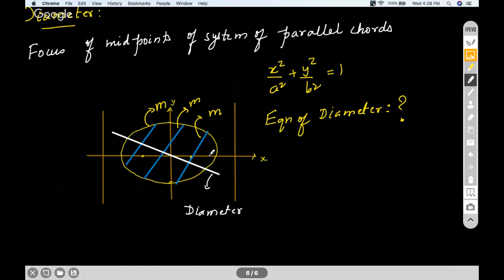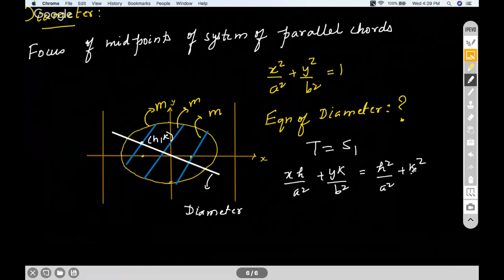All right, so let's see this case. Again, let's say h comma k, whose locus we are finding. So h comma k is the midpoint of a chord. So what is the equation of that chord? If h comma k is the midpoint of a chord, what is the equation of that chord? Simple question. The equation of that chord is T equal to S1. Correct? So this is the equation of the chord.